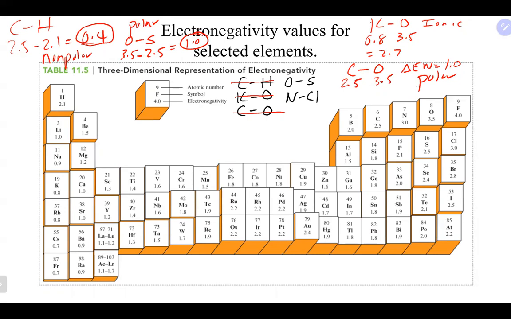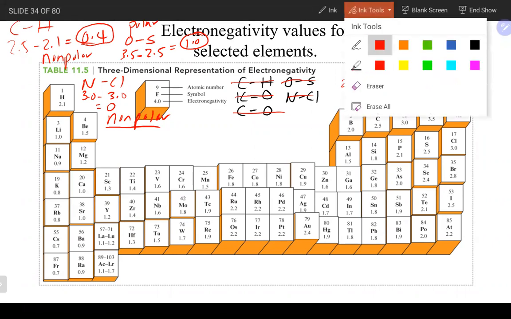And lastly here, nitrogen and chlorine. Nitrogen is 3. Chlorine is 3. That is a difference of 0, which means it is actually going to be nonpolar, equal sharing of electrons. It's also a good demonstration that you absolutely can have two different elements that will share the electrons equally. You for sure, if you have two of the same elements, they will share it equally, but you actually can have two different ones that can share it equally.